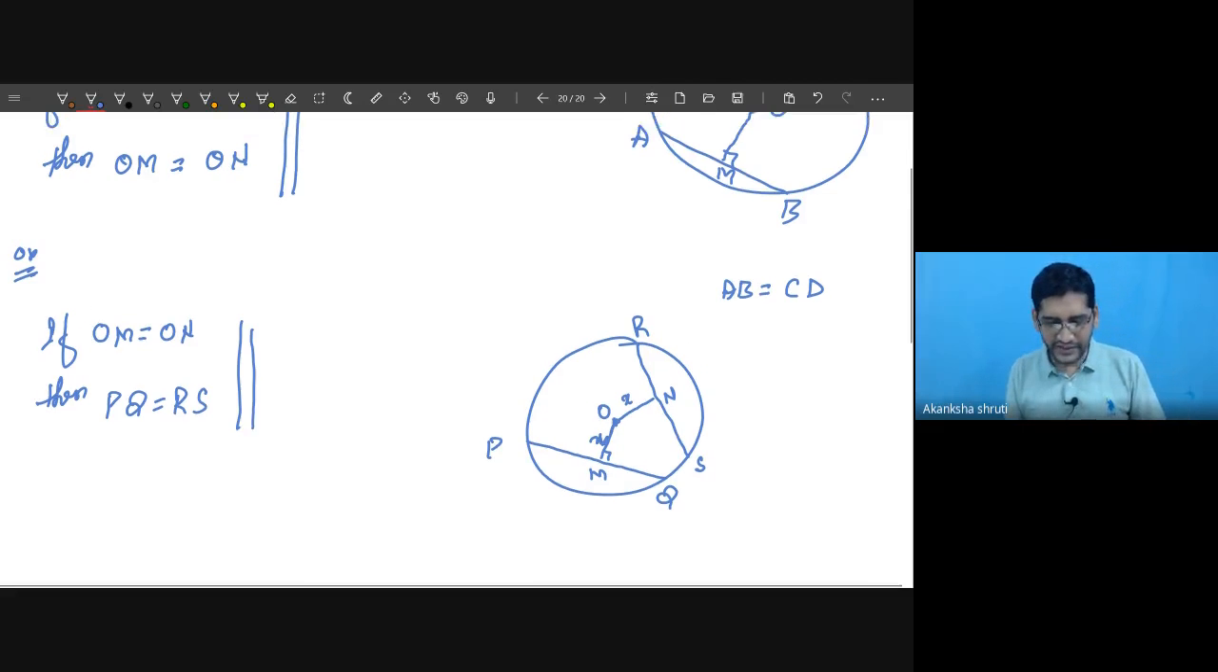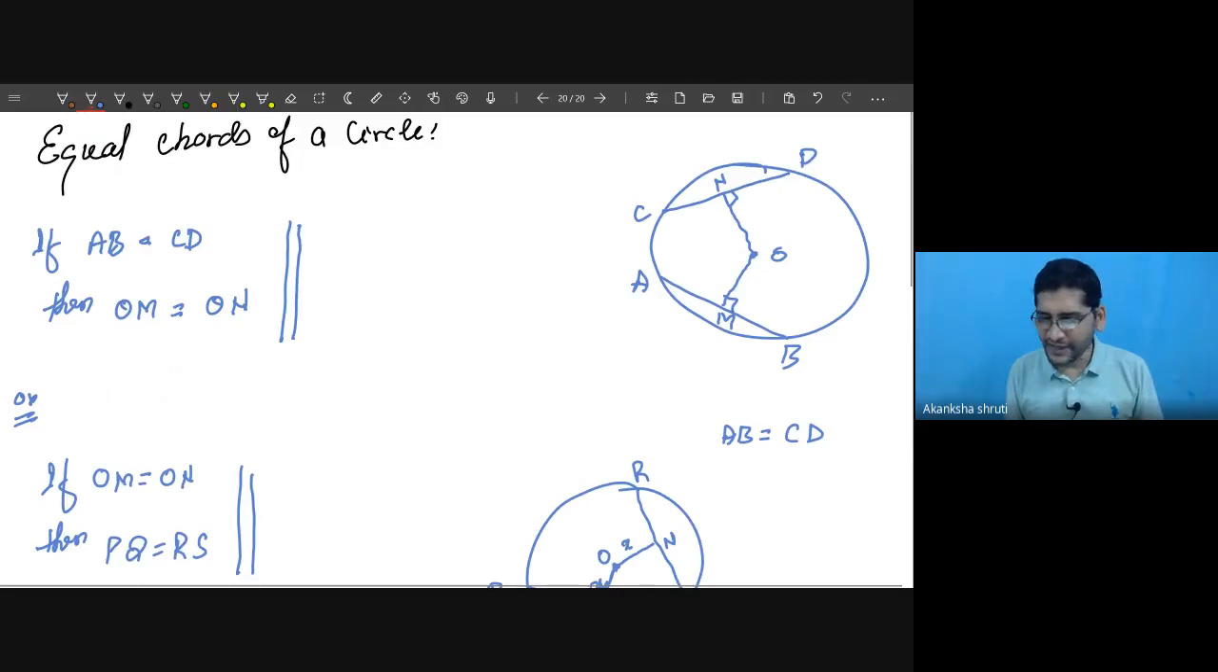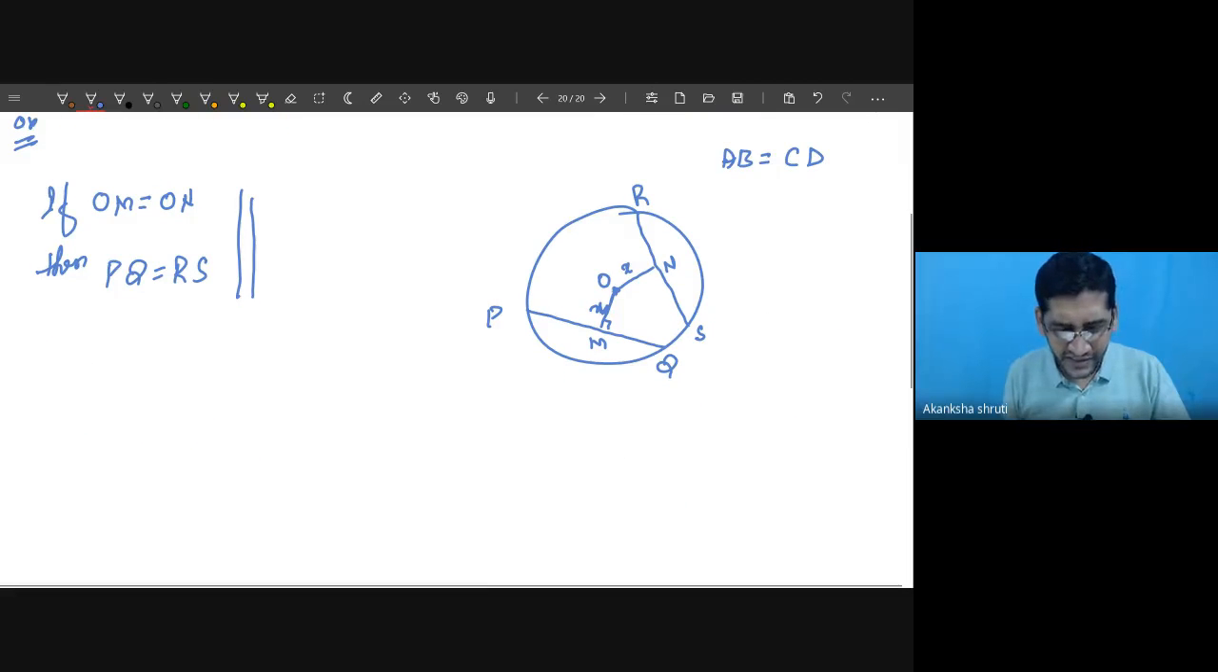So these two are the conditions. What does it simply mean? It simply means chords of equal length are at equal distance from the center. This is the distance from the center, meaning the perpendicular drawn from the center to the chord is called the distance of the chord. Okay? So write down that theorem.